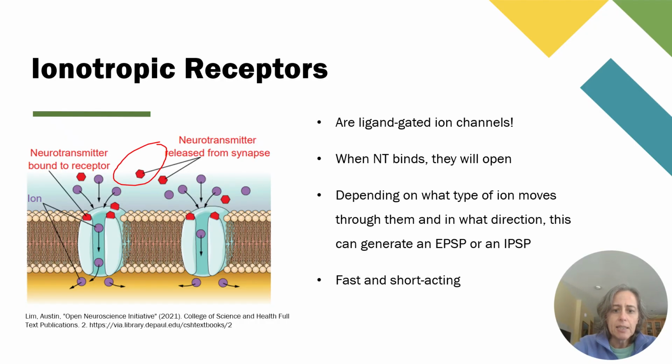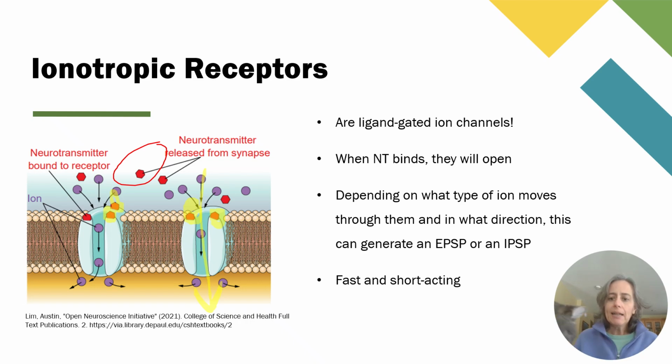I'm going to switch to the highlighter. You can see right here that the neurotransmitter has bound to both of these ionotropic receptors, which have then opened, and the purple is supposed to be ions, and so now the ions in this case are moving into the postsynaptic cell, right? This is all in the postsynaptic cell.